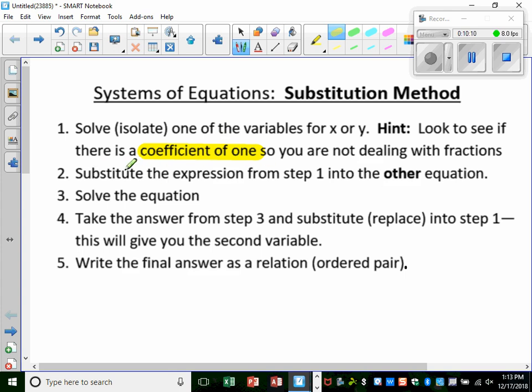And then once we do that, the reason why it's called the substitution method, because we're going to substitute that expression into the other equation. Then we're going to solve the equation. Once we get an answer here from step 3, we're going to take that answer and substitute it back into step 1. There's that word substitute again. Okay, and then we'll write our final answer as a relation, as an ordered pair. So we are doing the exact same thing that we just did with graphing, but we're doing it all algebraically.